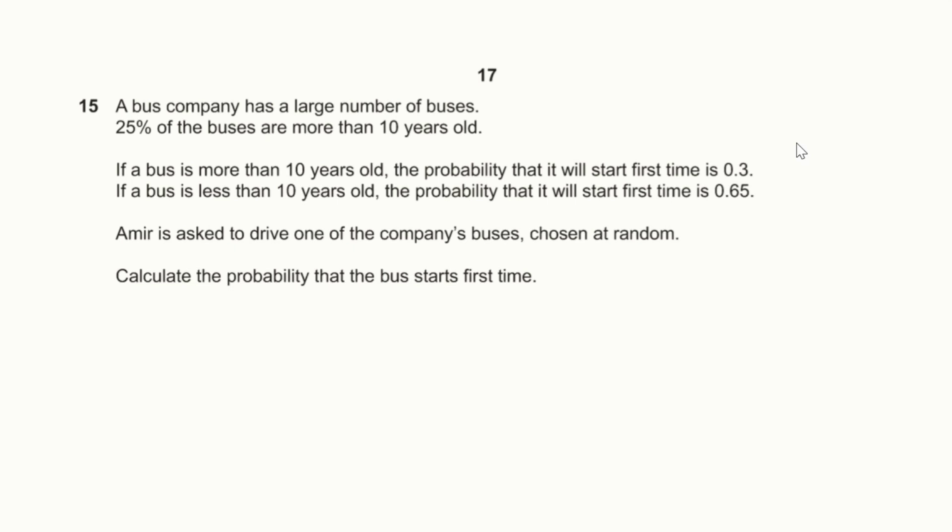Question number 15. A bus company has a large number of buses. 25% of the buses are more than 10 years old. If a bus is more than 10 years old, the probability that it will start first time is 0.3. If a bus is less than 10 years old, the probability that it will start first time is 0.65. Amir is asked to drive one of the company's buses chosen at random. We have to calculate the probability that the bus starts first time.